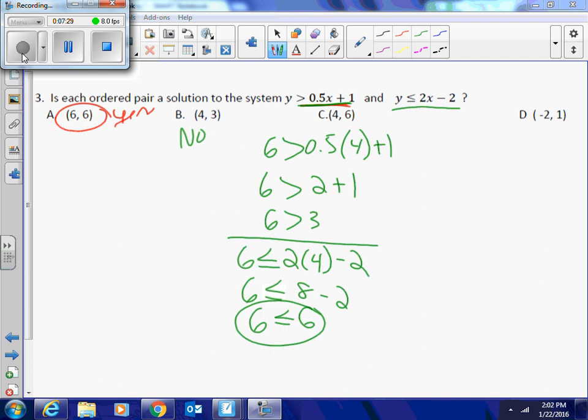It works in the first inequality. It works in the second inequality. So our ordered pair 4, 6 is a solution to the system. Let's check our last ordered pair.